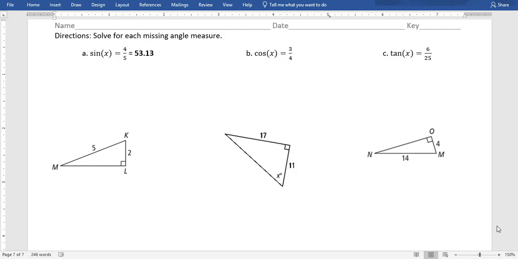Let's do some math. In this video, we're still going to talk about trigonometry. In this video, though, what we're going to talk about is solving for an angle measure given two sides. So we'll be given the ratio, but we're going to solve for the angle measure. Now to do this, we're going to start by just looking at a few of the equations. This is what it'll look like.